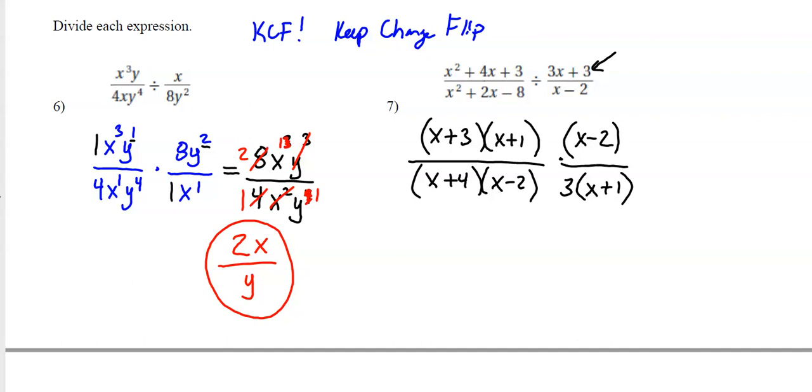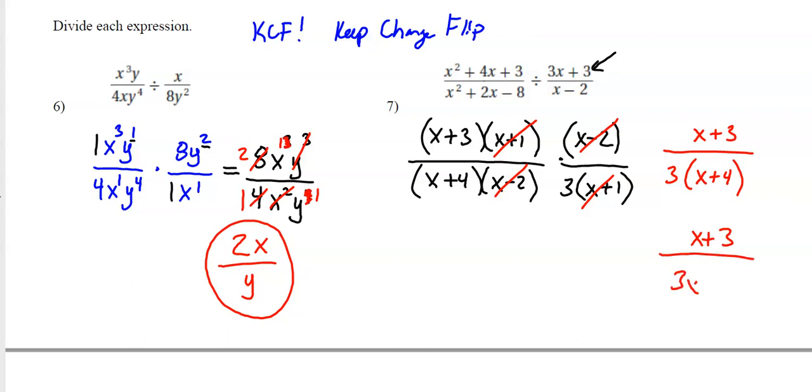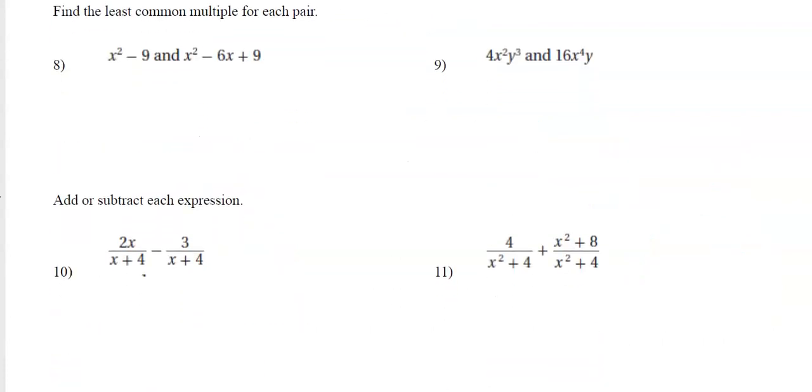So let's cancel stuff out. Plus 1, minus 2, minus 2. That's lovely. So on top, I have an x plus 3. Over on bottom, I have a 3 times an x plus 4. You're fine to leave that alone. If you really want to go further, you could simplify it further, and you could distribute and get the 3x plus 12.